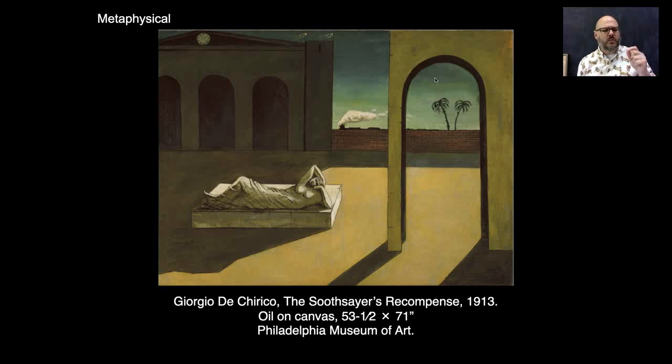But there's something weird about de Chirico's work, and here we can see what he calls metaphysical. There's an emphasis on things that are ominous, things that are unusual and feel dreamlike. De Chirico is also what we call a proto-surrealist, because surrealism wasn't a thing yet.